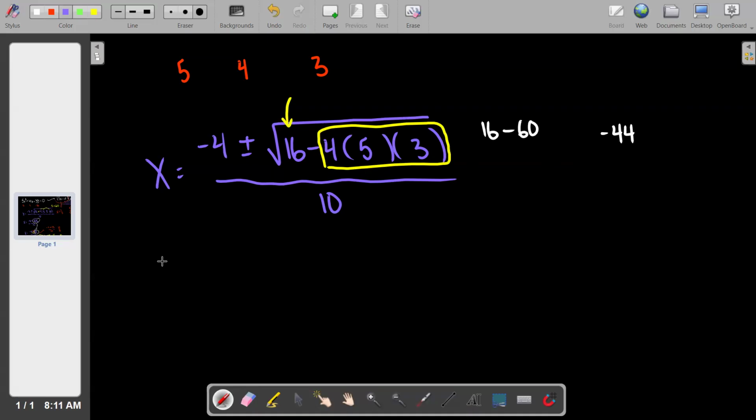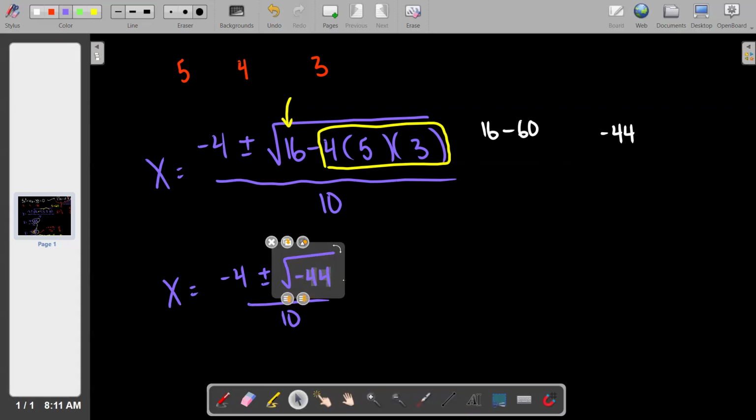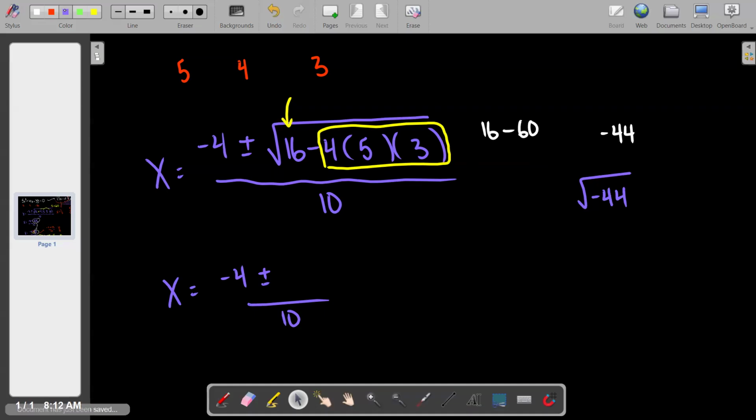Therefore, the answer now looks like this. Negative 4 plus or minus the square root of negative 44 divided by 10. It's at this point where you should take this square root and haul it off to the work site. So give me a moment. I got a little working to do. So what I like to do with negative roots is I like to pretend like the negative's not even there. I just break it down into 2 square roots, and I'm just aware of the fact that I'm going to chuck an I in it later.